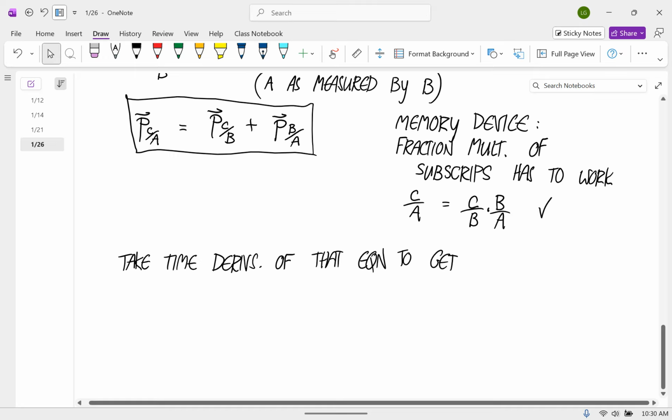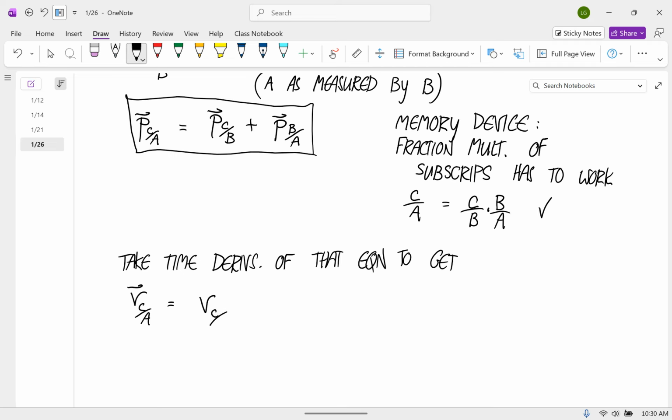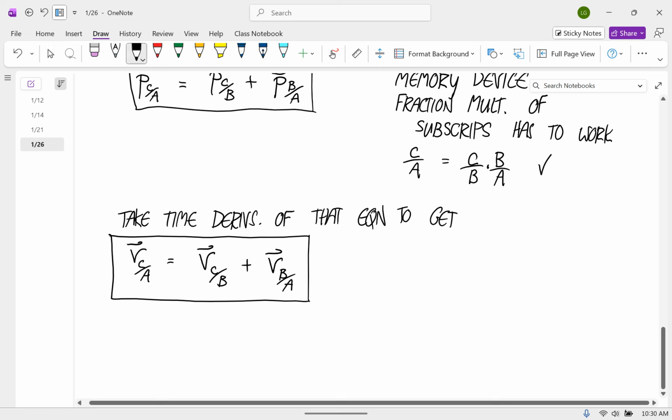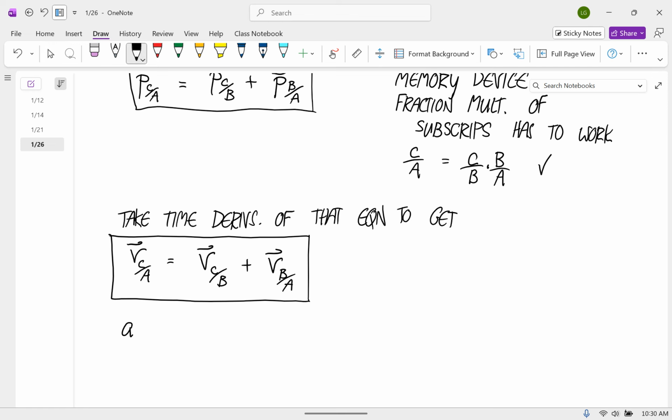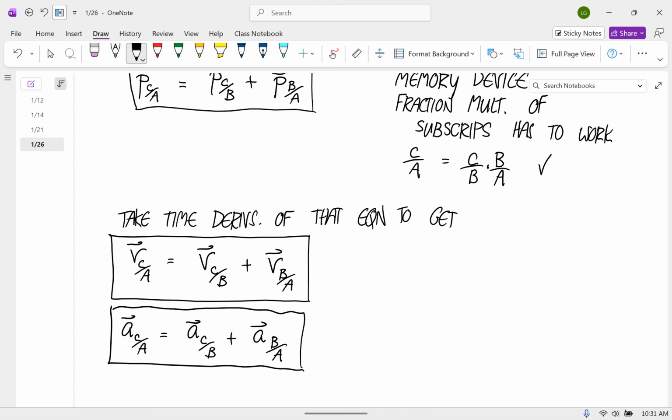And what you get is the velocity of C relative to A is equal to the velocity of C relative to B plus the velocity of B relative to A. So that's the velocity relative motion equation, and it looks just the same. And then the acceleration relative motion equation: acceleration of C relative to A is equal to the acceleration of C relative to B plus the acceleration of B relative to A. And all of these, you have them right if the fraction multiplication works. Yes?